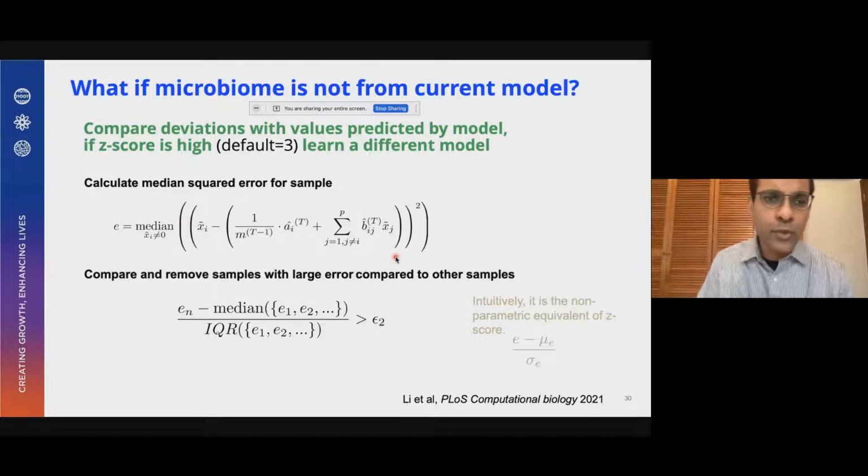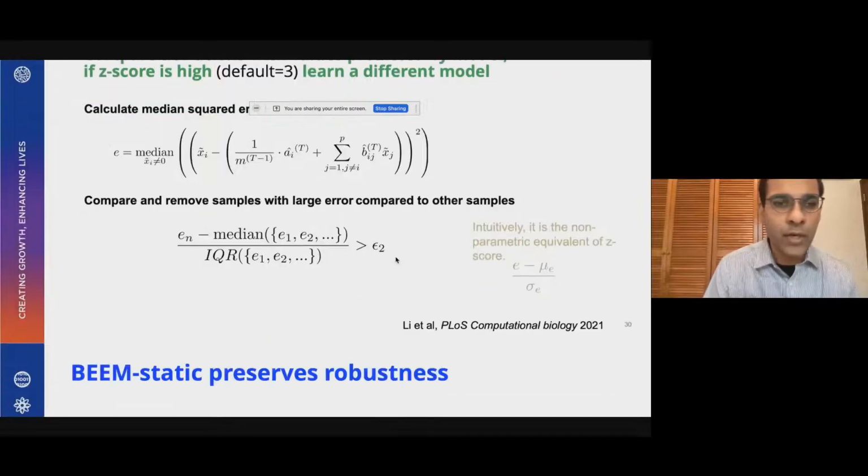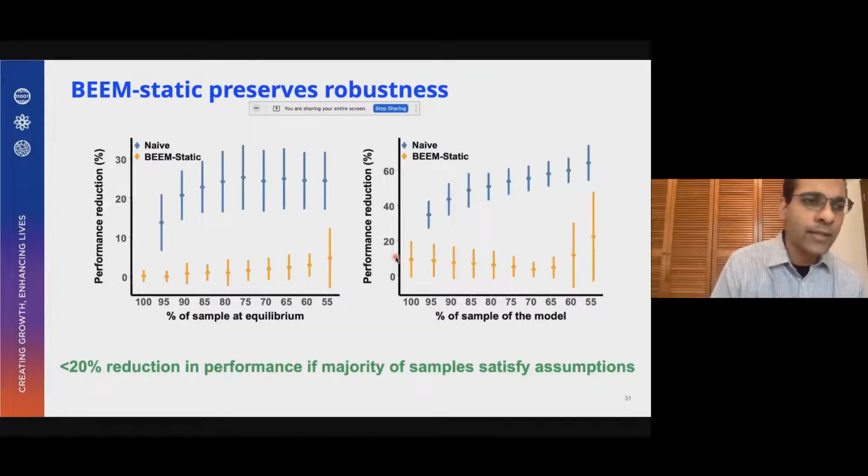So this sort of bootstrapping approach of learning an initial model and eliminating samples that may not be coming from the model really works quite well. And again, through simulations we can assess this. What I'm showing here on the left-hand side is the graph when the samples are not at equilibrium. And so up to 55%, as you can see on the x-axis, is not at equilibrium.